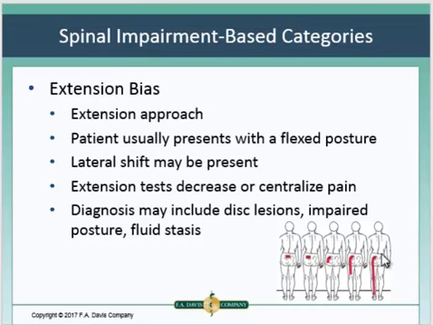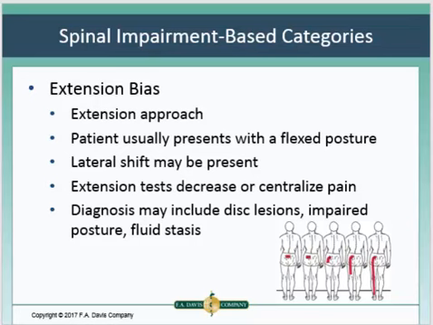So in this picture here, this far right picture, this individual has pain all the way down his leg, and his shoulders are shifted to the right compared to his pelvis. Extension tests typically decrease or centralize the pain. So as they do extension, the pain that was maybe to the foot before has moved and only goes to the calf. That shows a sign of improvement. Diagnoses related to an extension bias include disc lesions, impaired posture, or that fluid stasis that we talked about. With impaired posture, though, realize they have to have impaired posture long enough to cause changes in the disc with either fluid stasis or some kind of disc lesion.